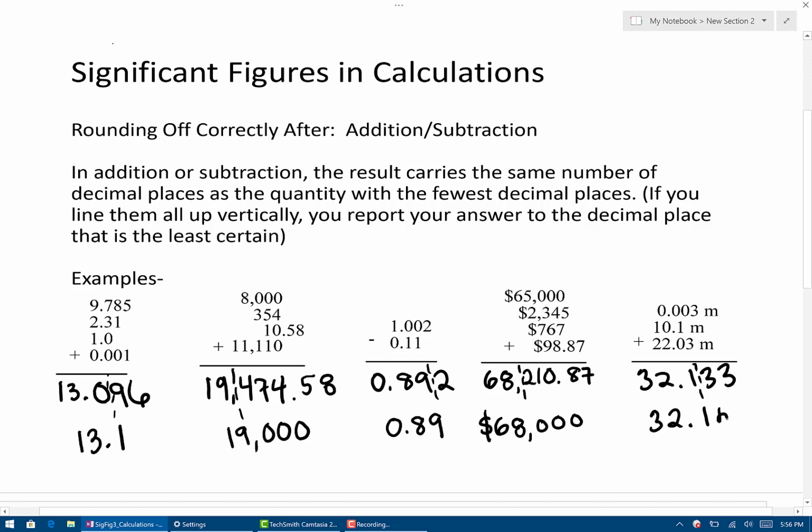And of course, we want to make sure we include our units since it was given in the question. So 32.1 meters, very important. Okay, so that's for addition and subtraction.